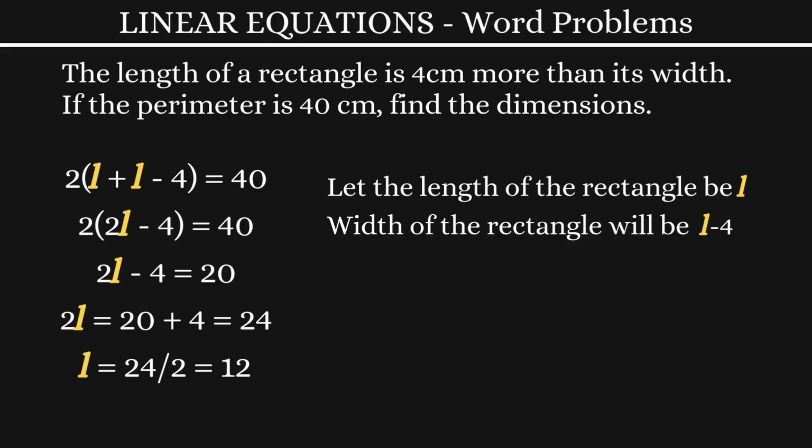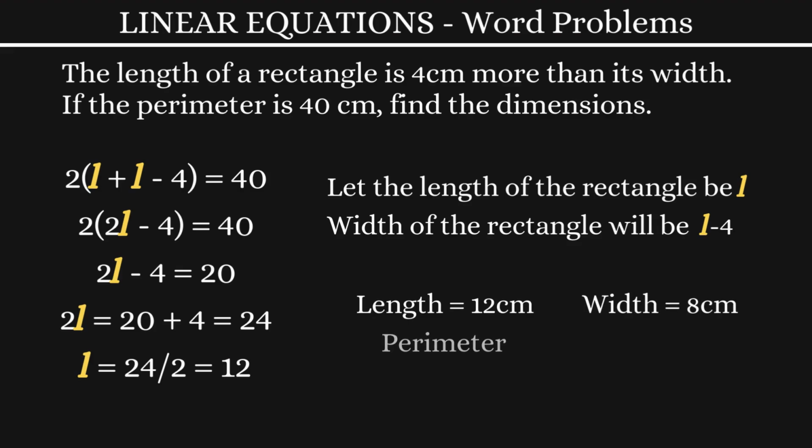So if the length of the rectangle is 12 centimeters, then the width is 12 minus 4, which is 8 centimeters. To check our answer, let's calculate the perimeter. 2 into (12 plus 8), which is 2 into 20, and that is 40 centimeters. So this solution is correct.